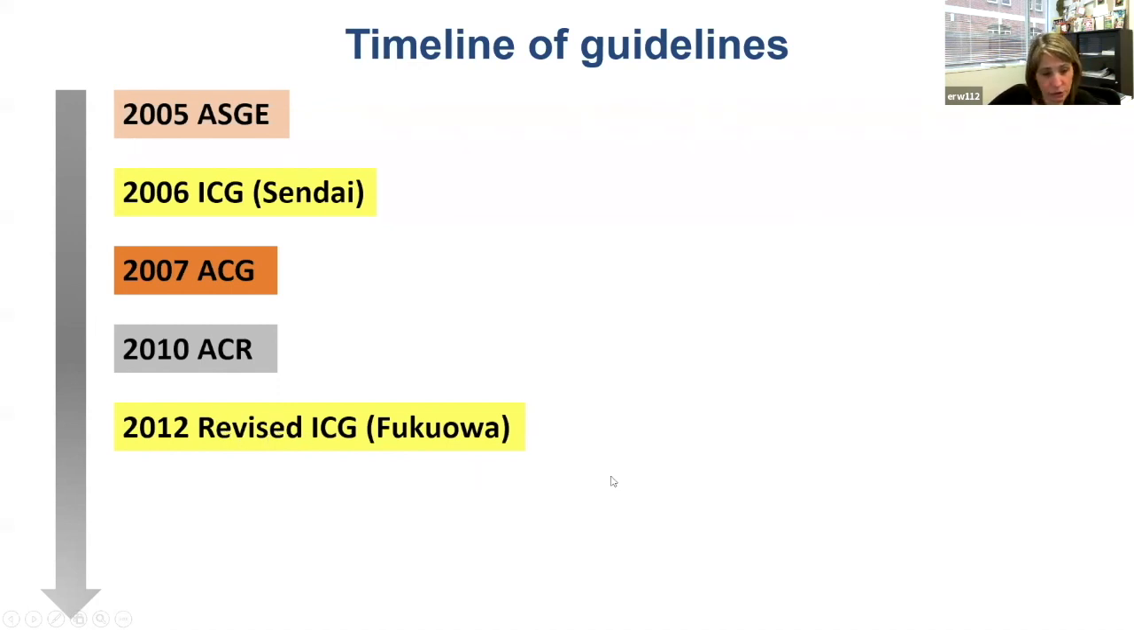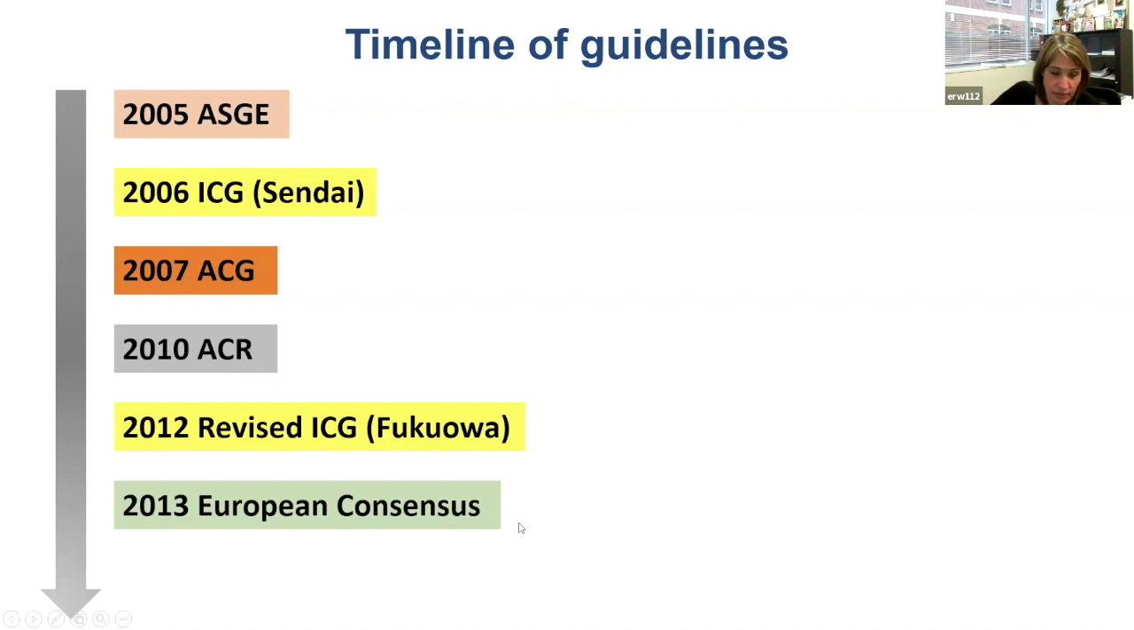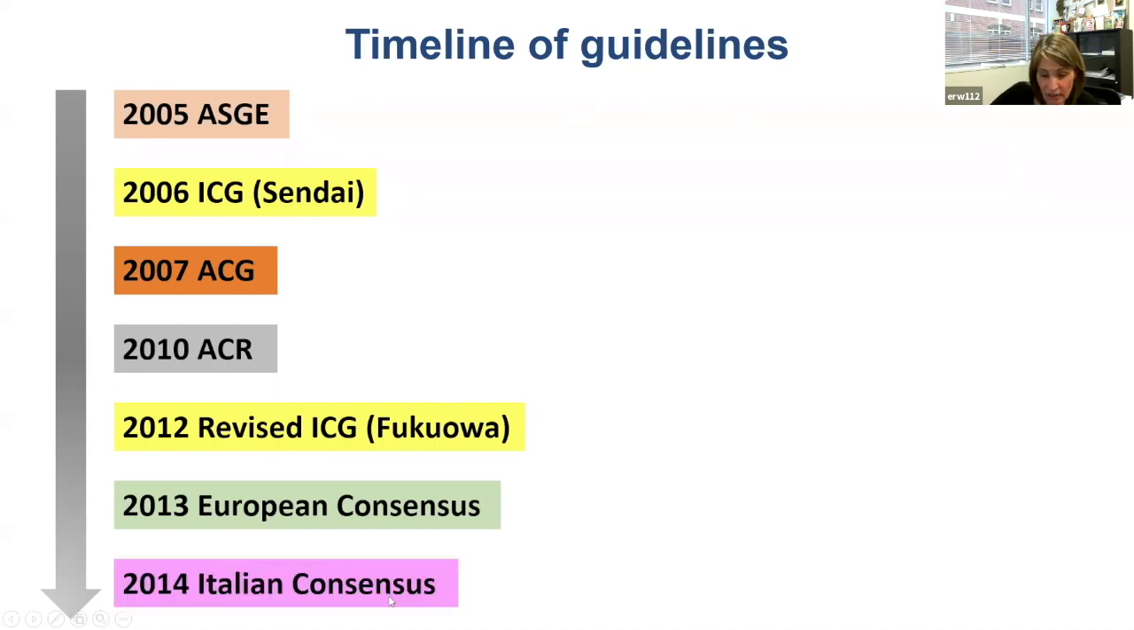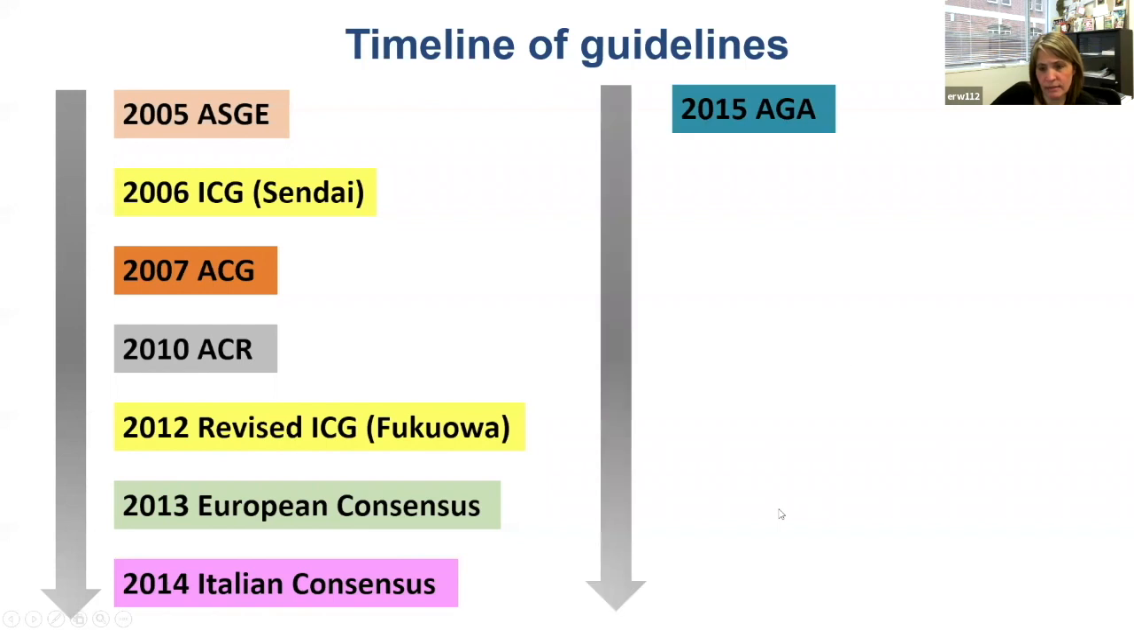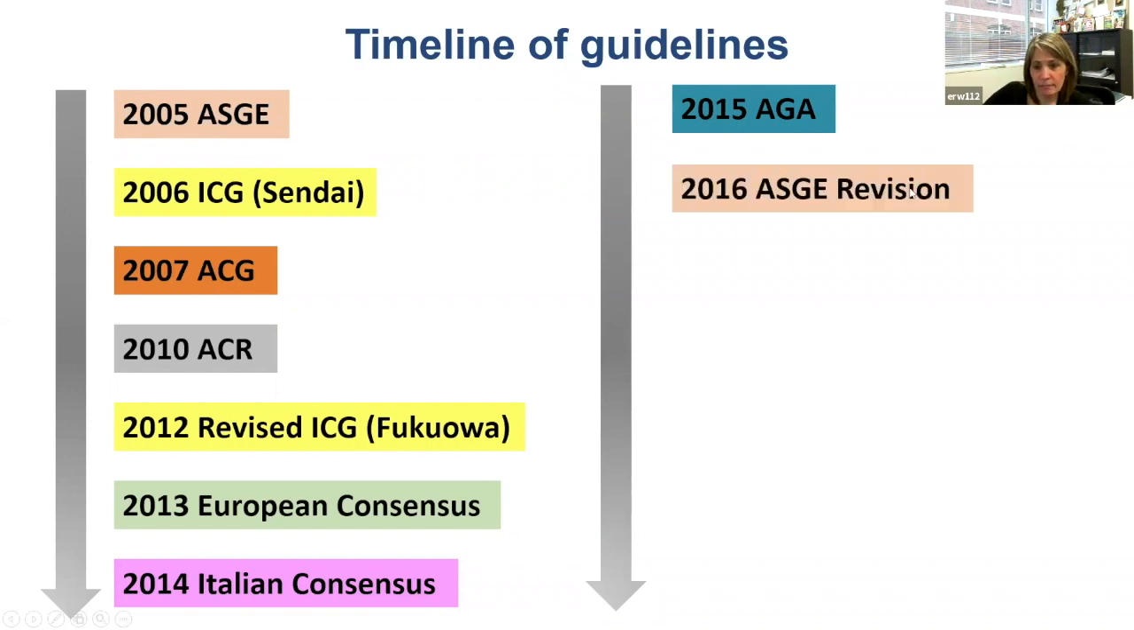And that was 2012. 2013, there was a European consensus guideline. And I should say that the international consensus guidelines, this group did include many of these same authors. Then there was an Italian consensus statement, also some overlap between, at least, the institutions in these two cases. Then the AGA, so this is a third GI group. There's the ASGE, the ACG, and the AGA, each had their own set of guidelines. Then the ASGE revision, so about 10 years between these two sets of guidelines.